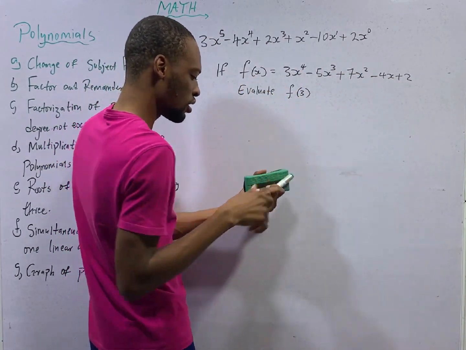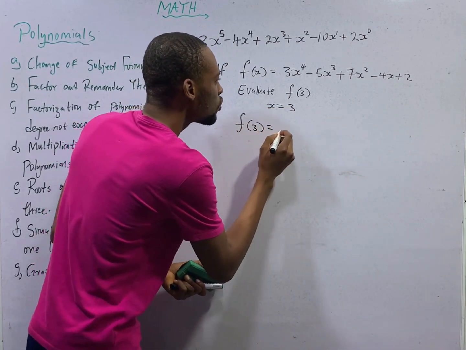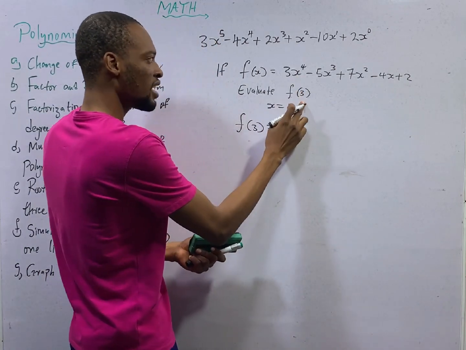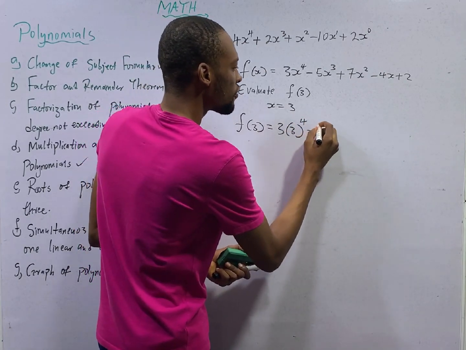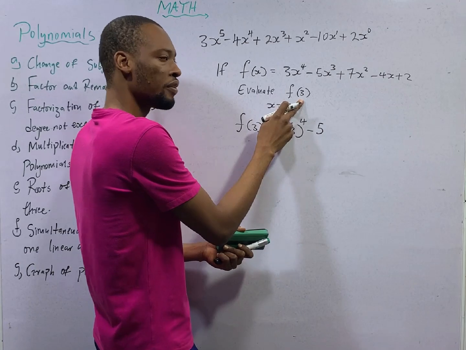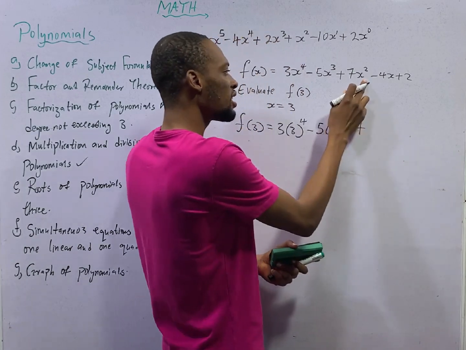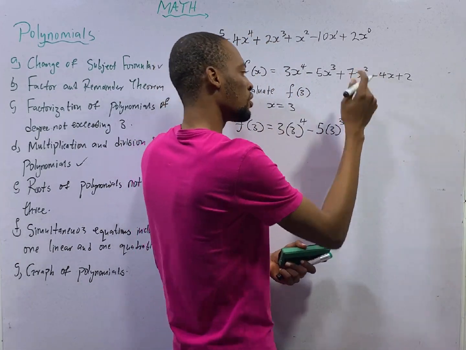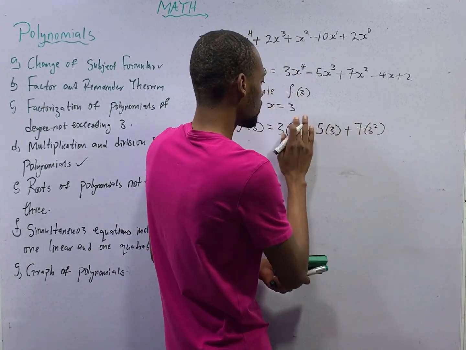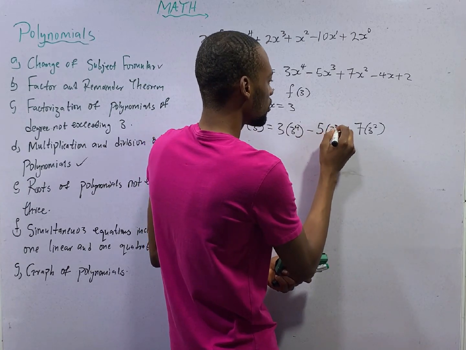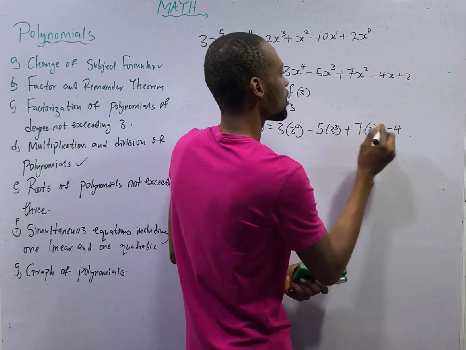S is equals 3. So, if s is equals 3, the function of 3 is equals 3, instead of s is now 3. So you put 3 raised to the power of 4 minus 5, instead of s is now 3. So 3 raised to the power of 3 plus 7, instead of s is 3, but the s is raised to the power of 2. So 3 raised to the power of 2. What am I doing? 4, 3 raised to the power of 2 minus 4, instead of s, it is 3.